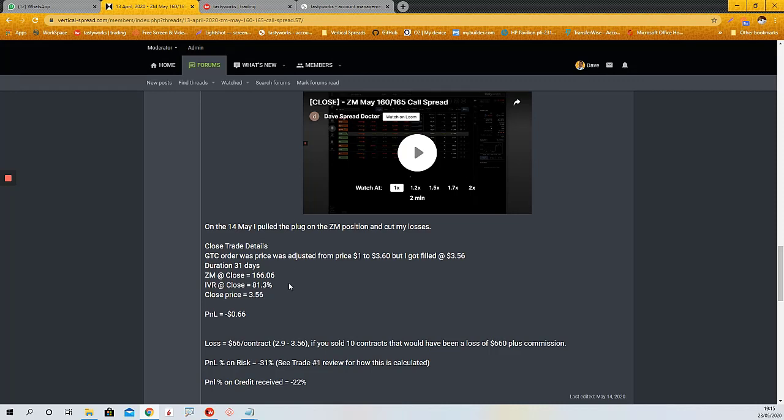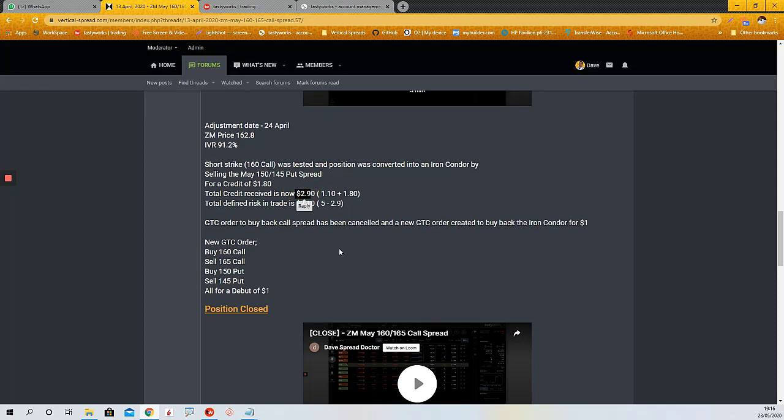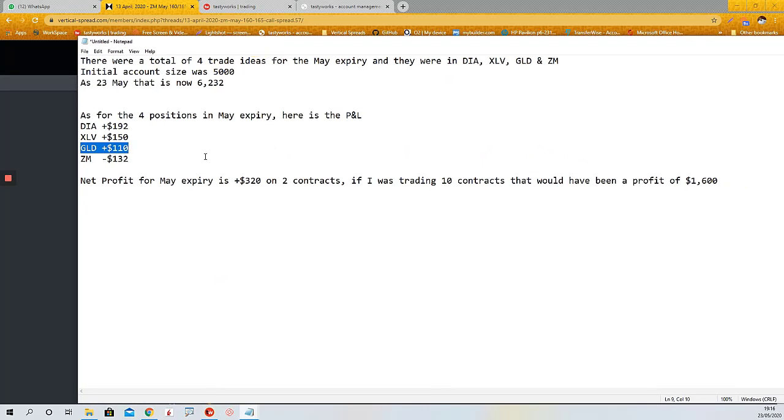I ended up buying back the spread for $3.56. And remember, I collected a total of $2.90 for it. So I was buying it back for a higher price than I sold it for. And that resulted in a loss of $66 per contract, which equates to $132 for the 2 contracts I sold. So that resulted in a loss of $132.